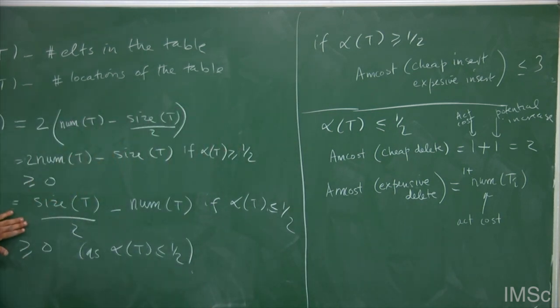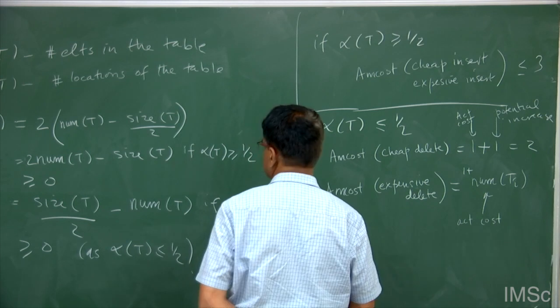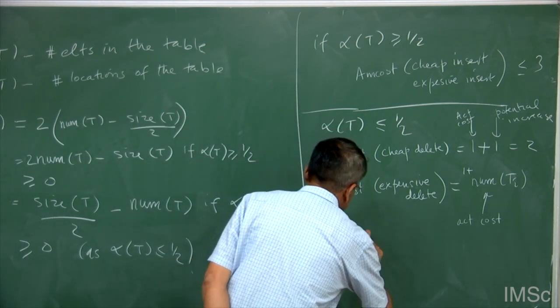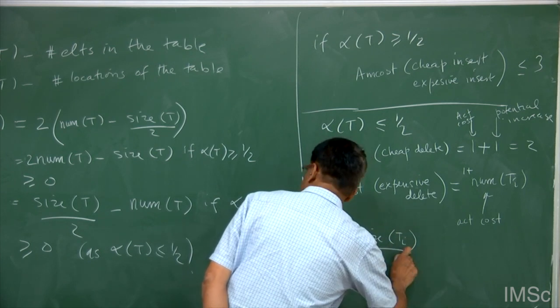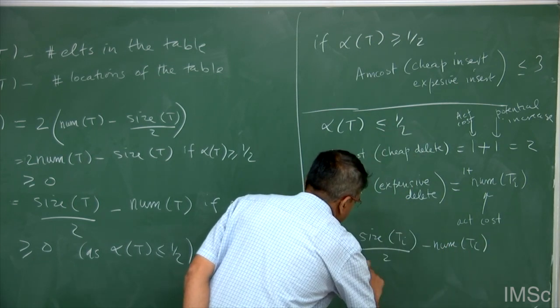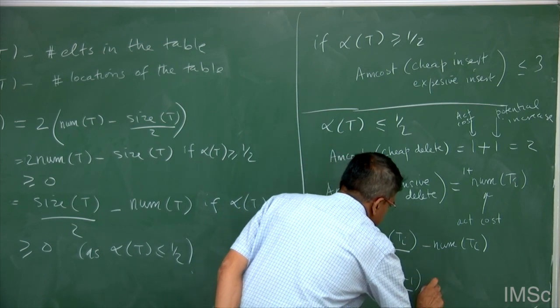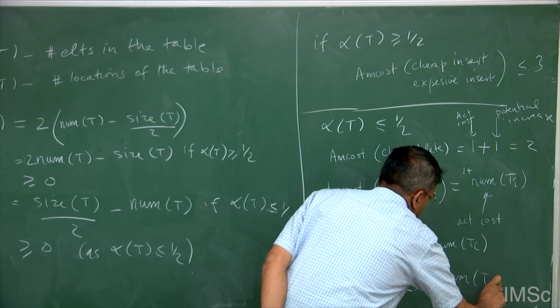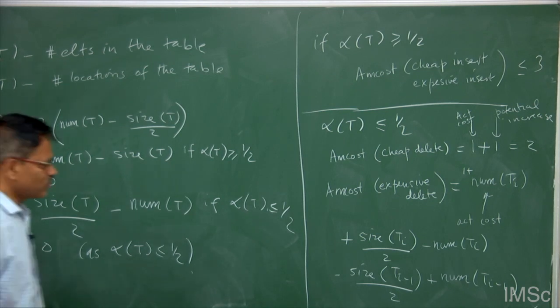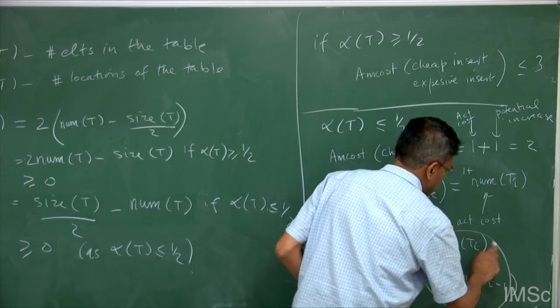Now, we are here. So what happens to the potential difference? I don't know whether I want to go through this. Plus, let me write this: size of T_i by 2 minus number of T_i, minus the same for T_i minus 1, is the potential difference. The number of elements before was 1 more, so let's cancel this and write this as plus 1.